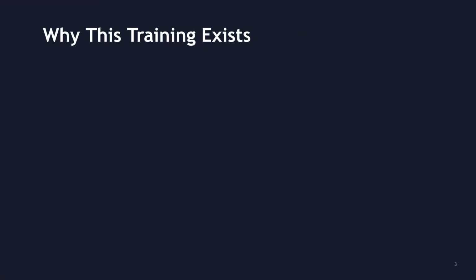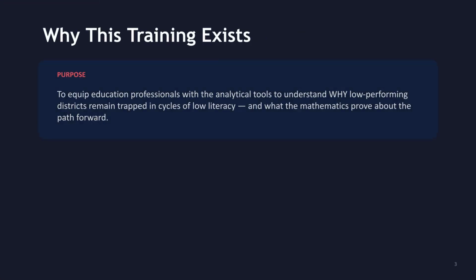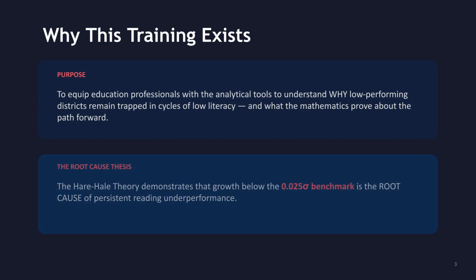The purpose of this training is to equip education professionals with analytical tools to understand why low-performing districts remain trapped in cycles of low literacy. The core thesis is that growth below the 0.025 sigma benchmark is the root cause of persistent reading underperformance.